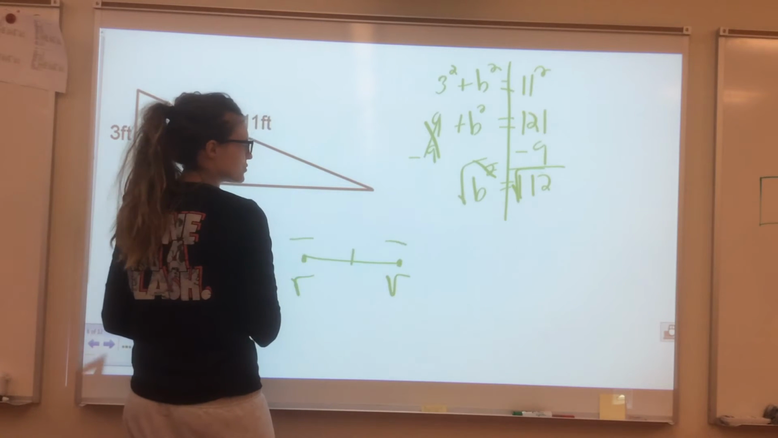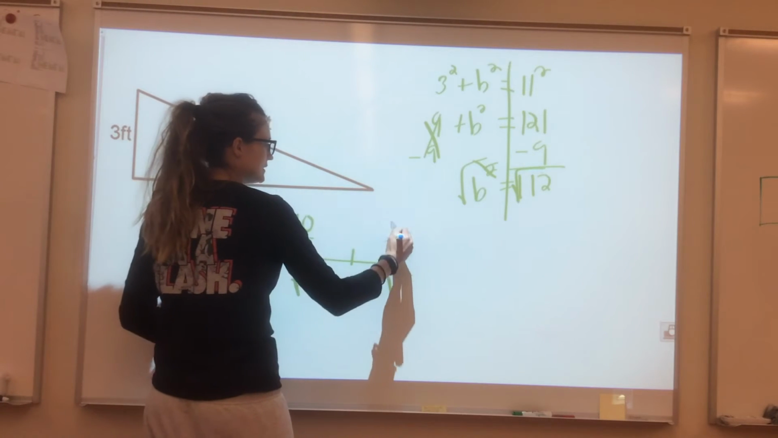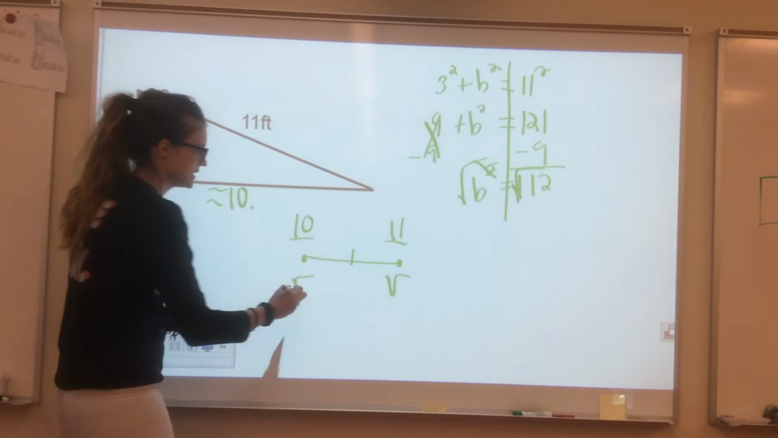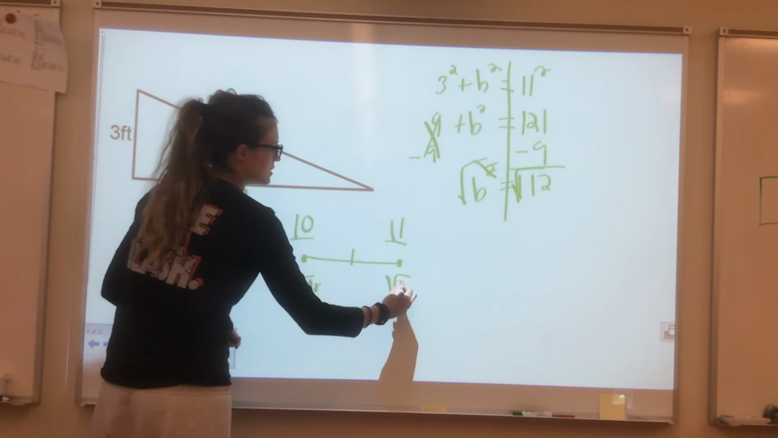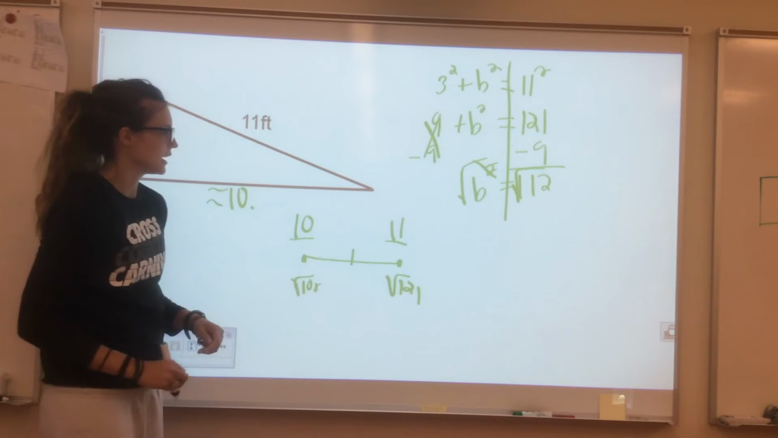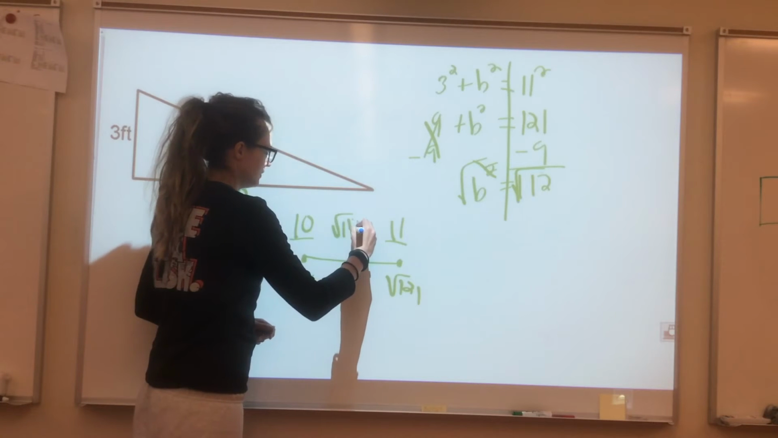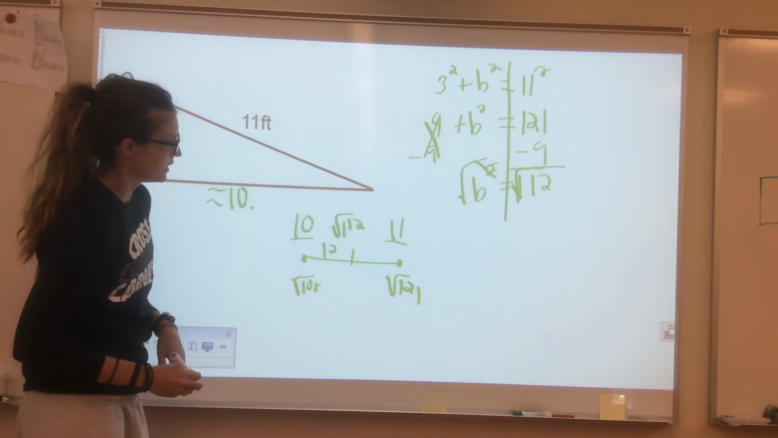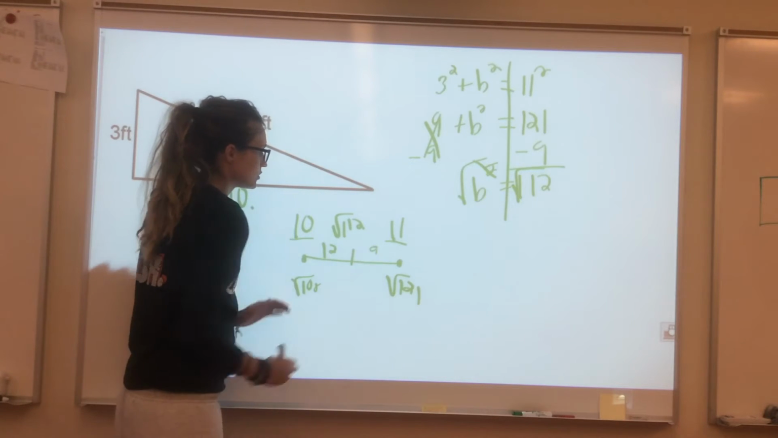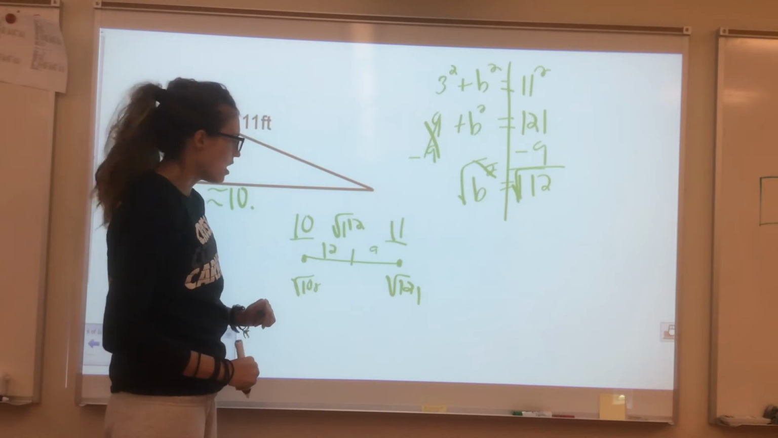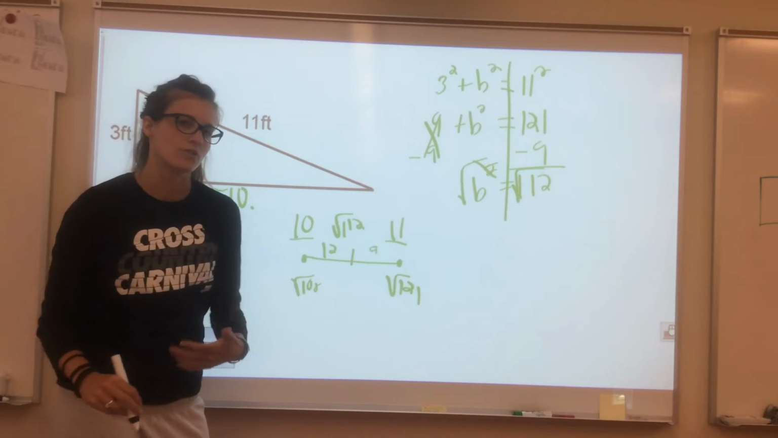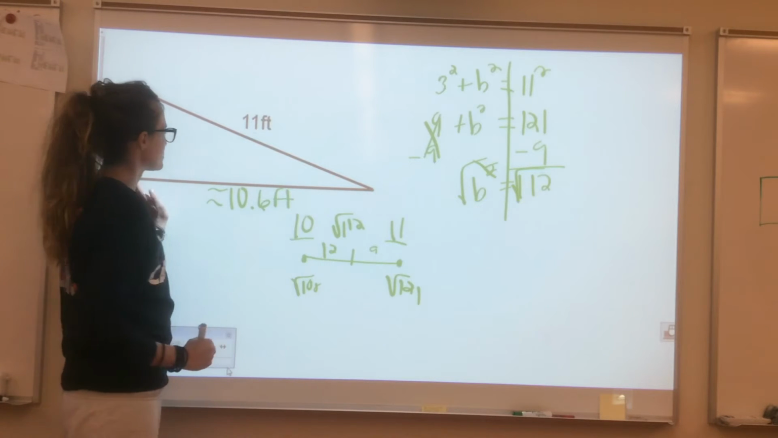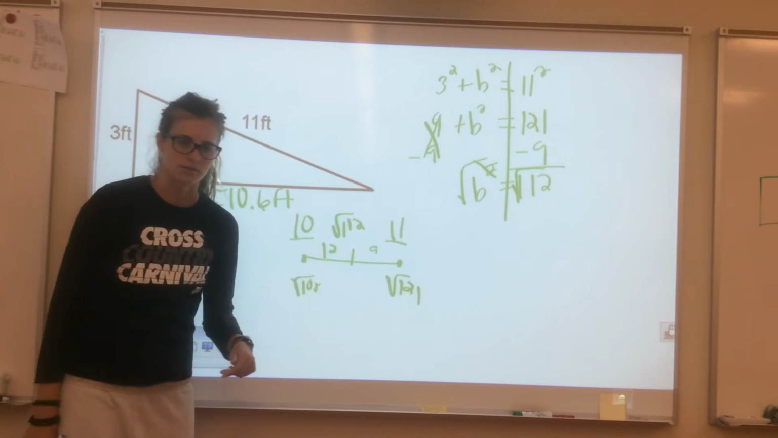112 is between 10 and 11, so it's going to be about 10 point something. 10 times 10, or the square root of 100, makes 10. This is 121. The square root of 112 is 12 away from 100, and 9 away from here, so it is a little bit above half. So I would guess that a great estimate would be about 10.6 feet. So it is just a little bit smaller than the hypotenuse.